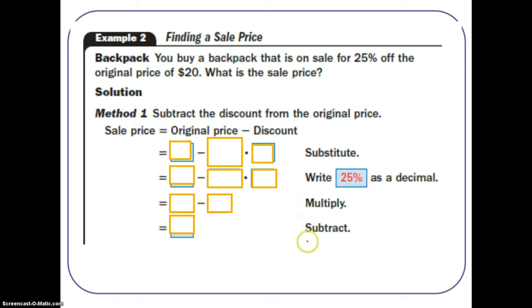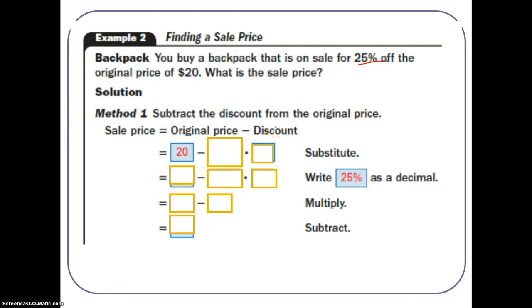In example 2, we're finding a sale price. You buy a backpack that is on sale for 25% off. Now you know it's a discount. The original price is $20. What is the sale price? Two methods again. This one, you take the original price, but you subtract the discounted price.